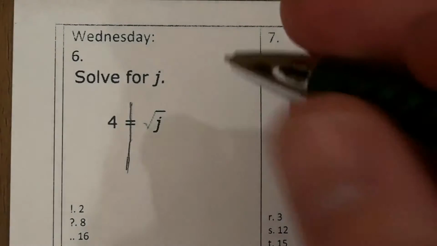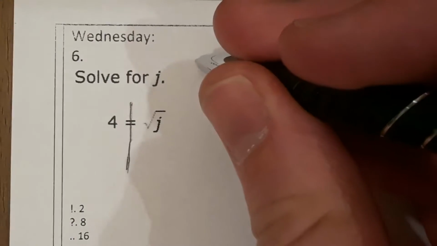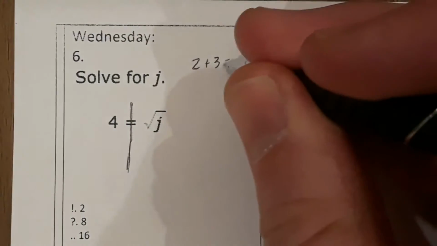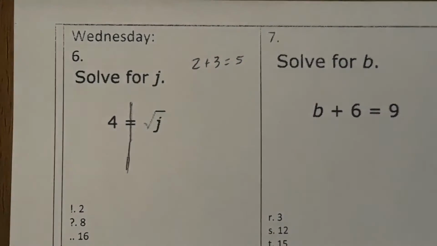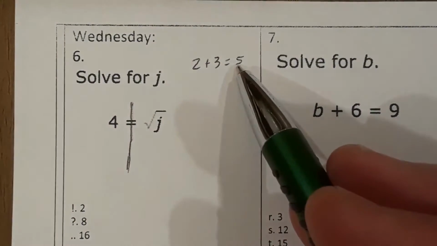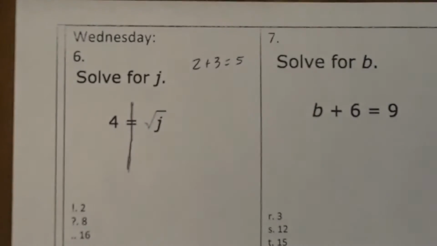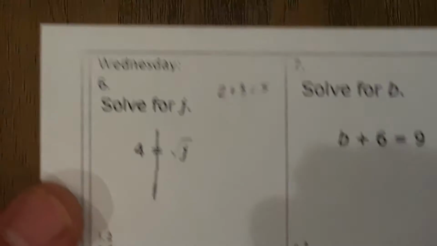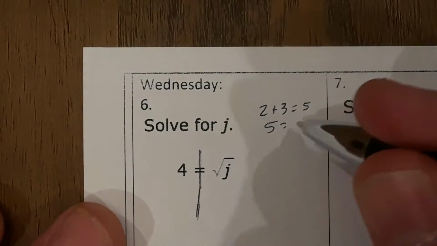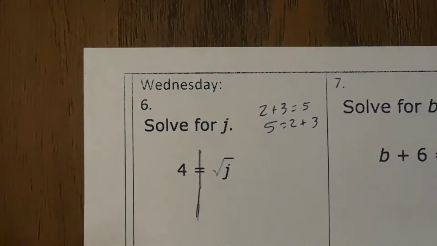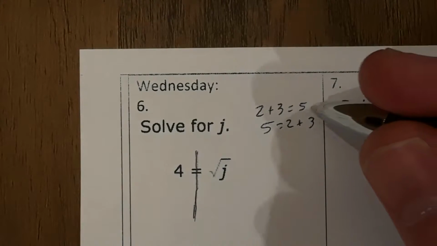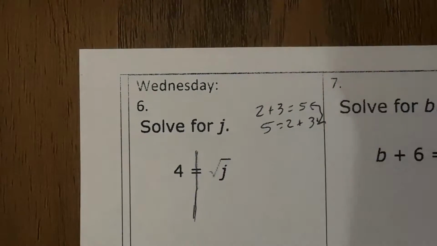I'll give you an example. Let's say you have 2 plus 3 equals 5, right? That's true. But what if I were to switch both sides of the equal sign? For example, 5 equals 2 plus 3. Now think to yourself, are these two the same thing? And the answer is yes, of course. 5 is equal to 2 plus 3, and it's also equal to 2 plus 3 equals 5.